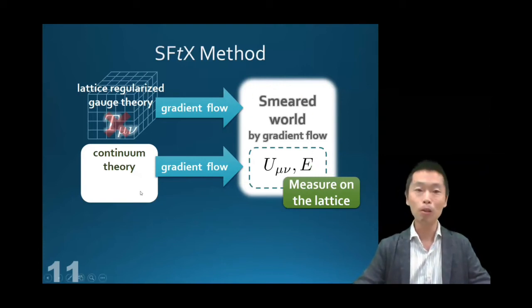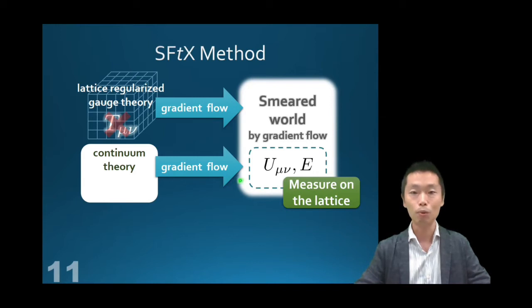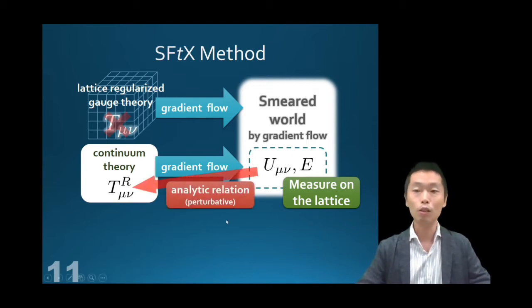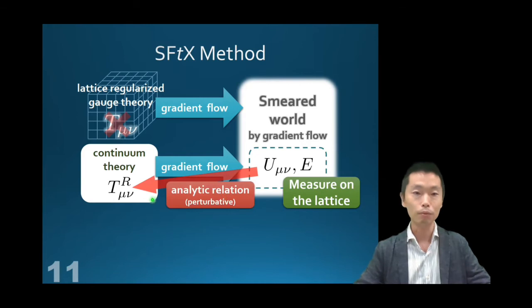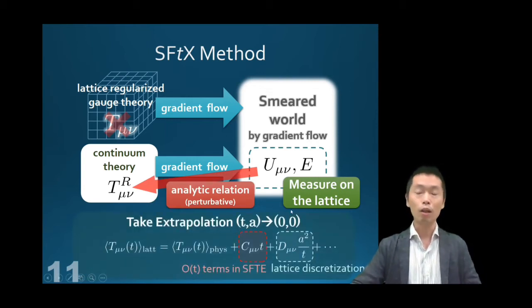An important point here is that when we start from the continuum theory and then apply the gradient flow, we come to the same smeared world. That is the property of the gradient flow. And then we know the connection between this continuum theory and this smeared world by the small flow time expansion. Then this quantity and these operators are connected by some analytic relation based on perturbation theory. Then by measuring this quantity on the lattice and using this relation, we can reconstruct the correctly renormalized energy momentum tensor in the continuum theory. So in this argument, there are some caveats.